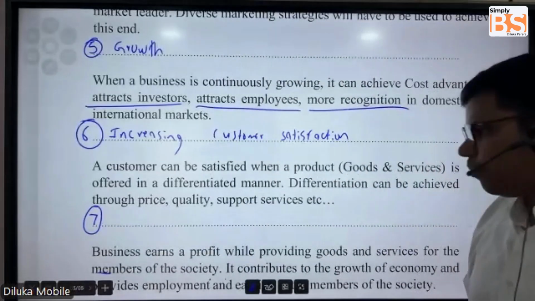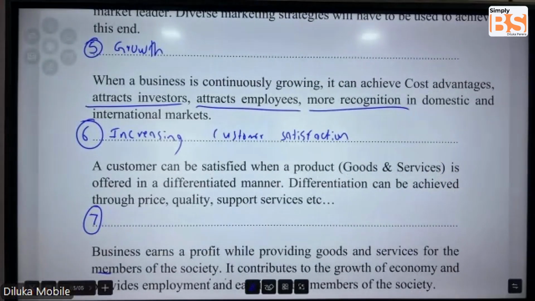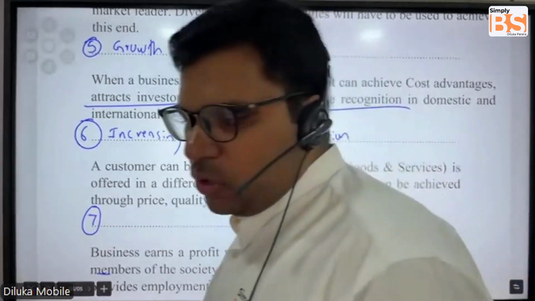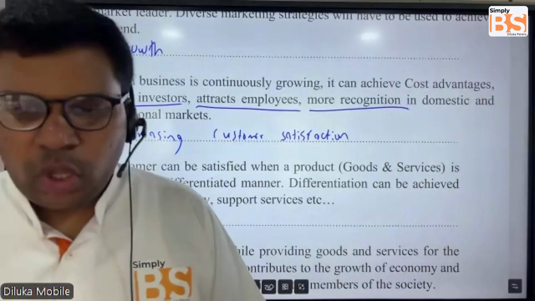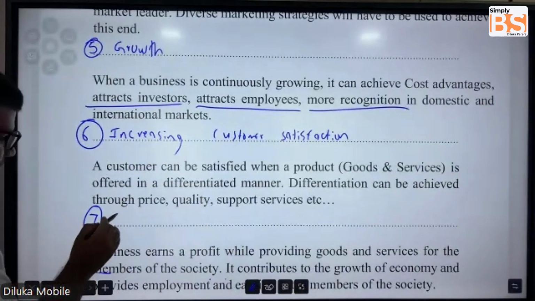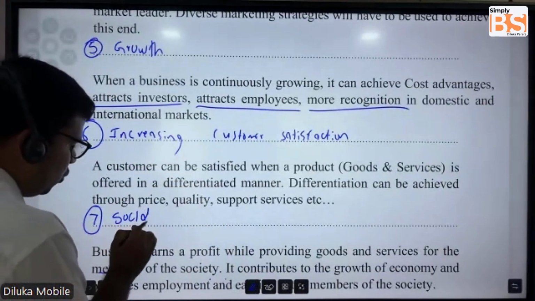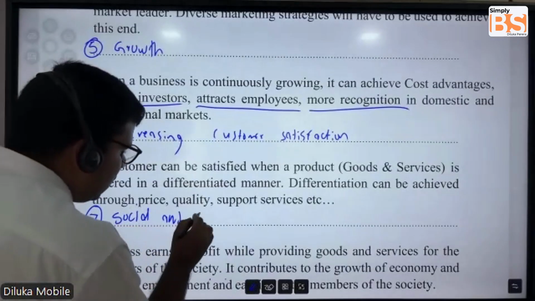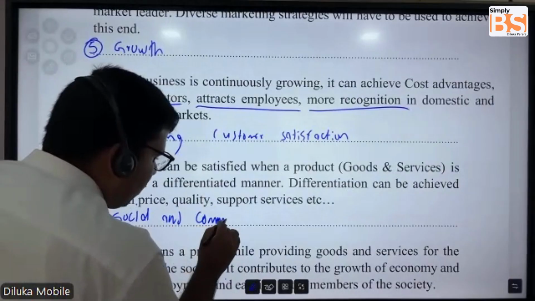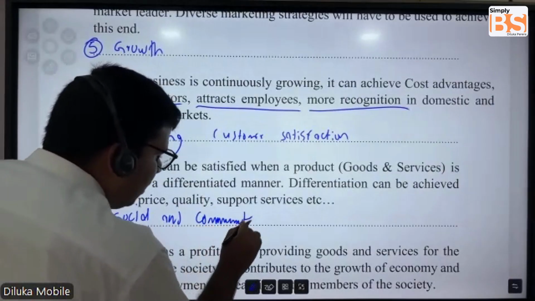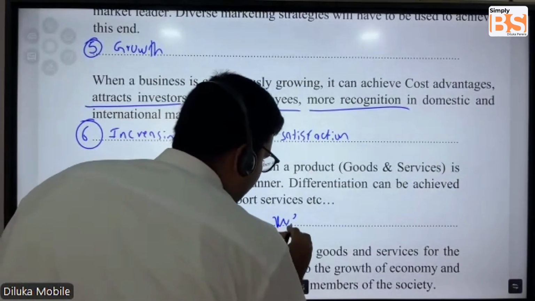Number 7, right? The next aim of a business is what? The 7th aim, social and community welfare. Social and community welfare, right?